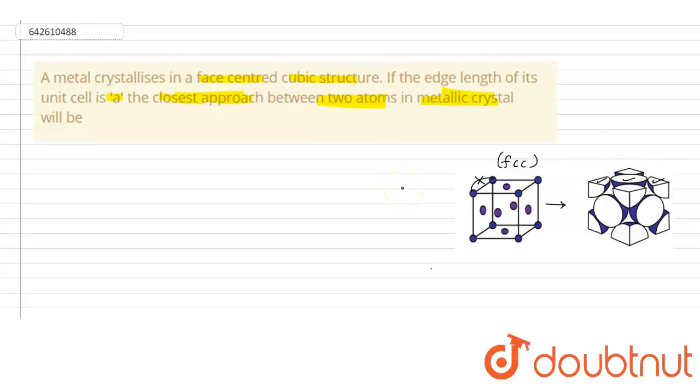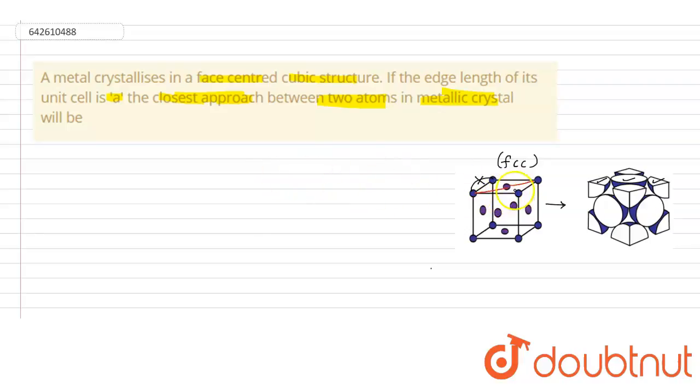So the closest approach between the two atoms will be like this. This will be the closest approach, and this is half of the face diagonal. If I can find the length of this diagonal, I can easily find the closest approach of these two atoms.